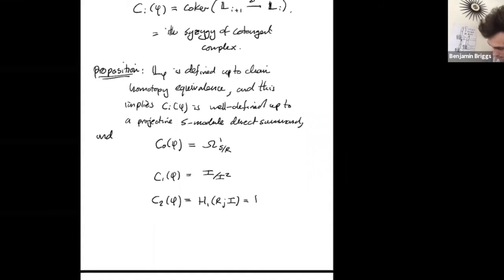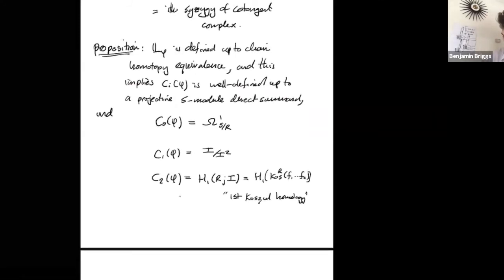It is H1, the homology in the first place of the Koszul complex on F1 up to Fc. So this is what I would call the first Koszul homology. So that's nice. And then I'm actually not sure what a nice interpretation of C3 is, but I bet there is one. I would like to think about that. But they go on forever. There's this whole sequence of things.